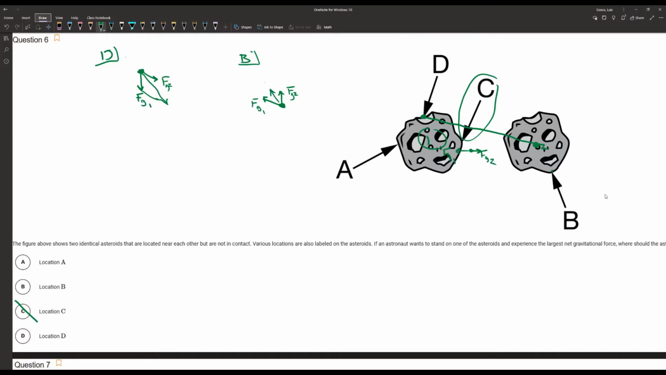Now, if we look at A, if I'm at location A, I have the force due to gravity from asteroid 1, as well as the force due to gravity from asteroid 2. And if I'm here, I'm going to be pulled towards the center this way by that one, and I'm going to be pulled towards the center by that one. And these two point in the same direction. So B and D are going to give us slightly more gravitational force, but not as much as A, because here we have all of our mass to our right pulling us to the right, as opposed to some of that mass pulling us down and to the side.